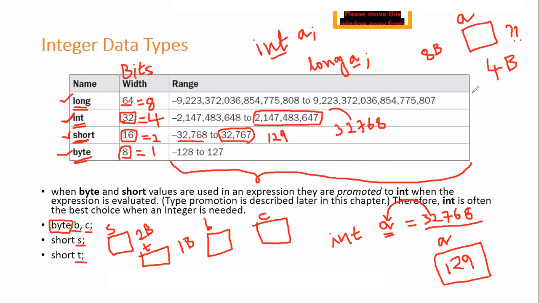That's why the range is very, very important. The range determines what range of values you can store in a variable of a particular data type, right? I hope you understood the importance of this range and the importance of this width. It's nothing but the amount of memory a particular data type is going to occupy, right? Yeah, students, that's fine.